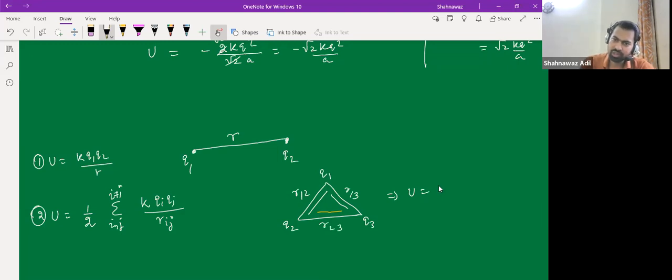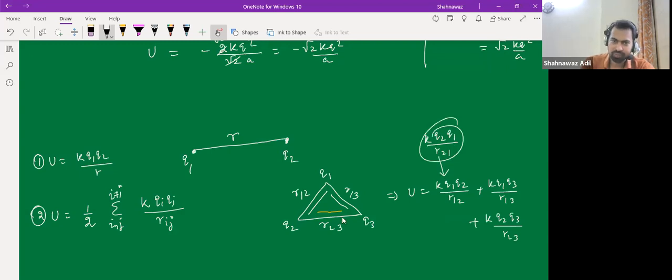So it would be how much? K Q1 Q2 by R12 plus K Q1 Q3 by R13, plus K Q2 Q3 by R23. Right, so this was the potential energy. And why does this half come? Because we have not written that factor K Q2 Q1 by R21. This is the same as this one. So that is why this half is there.